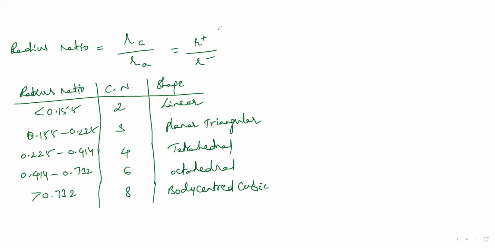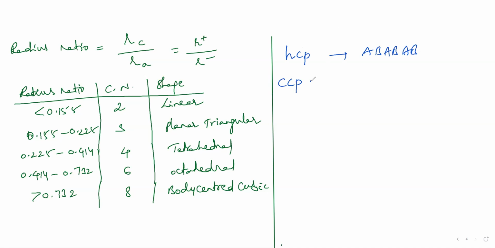Next, let us consider hexagonal close packing. Then the arrangement will be AB, AB, AB type. For CCP, cubic close packing, or face-centered cubic unit cell, it will be ABC, ABC, ABC.